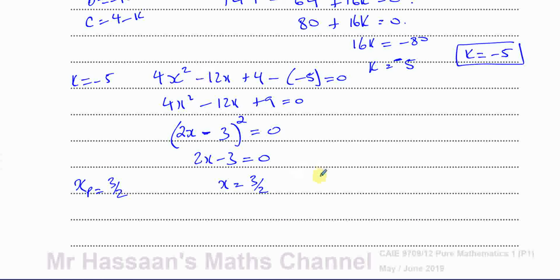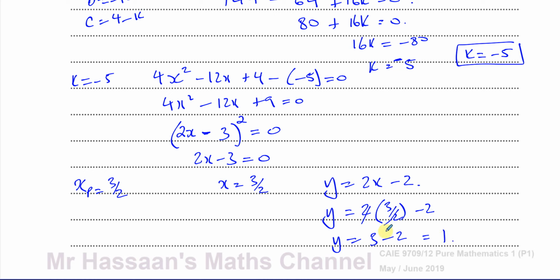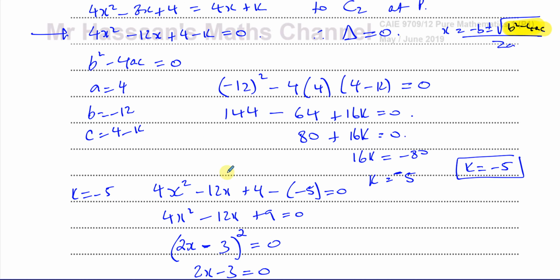So we say y equals 2x minus 2. So y is going to be 2 times 3 over 2 minus 2. They cancel out, you're left with 3 minus 2, which is equal to 1. Okay, so we have the coordinates of the point P, 3 over 2 and 1. So there is the answer to this question.